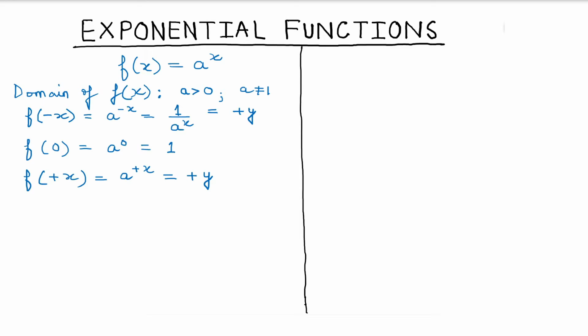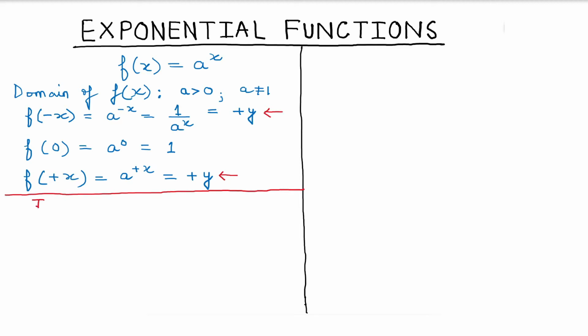Now let us try and understand this part. Which part are we talking about? When we say that this answer is going to be positive, let us try and understand these two parts, and thereafter we would draw the graphs. Okay, now when we are trying to understand these two parts, let us give some values to a.